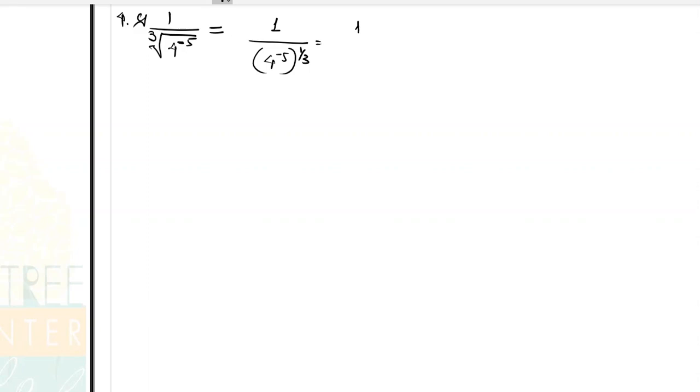Now I will write it as 1 upon 4 raised to minus 5 into 1 by 3. Can I write it like this? Yes, definitely. I can write it again as 1 upon 4 raised to minus 5 by 3. Can I write it like this? Yes, I can.